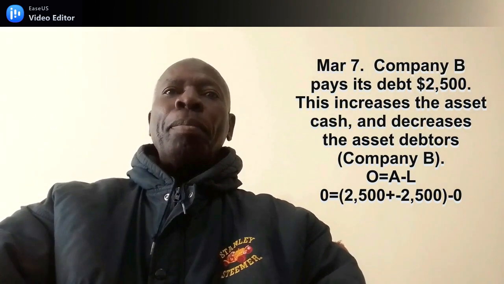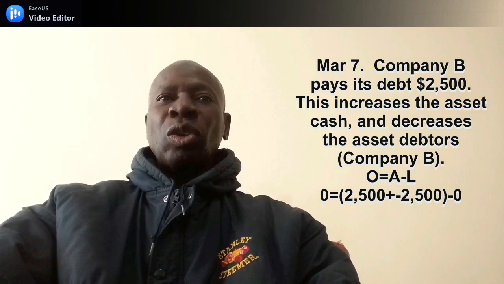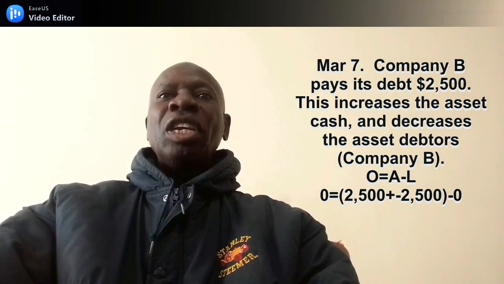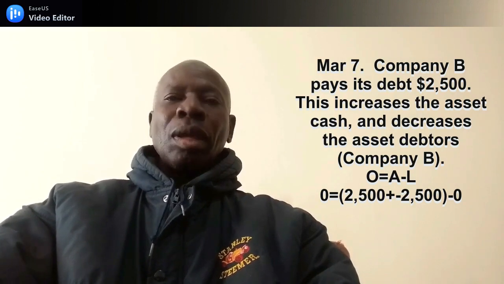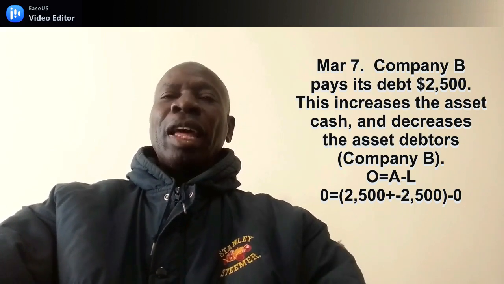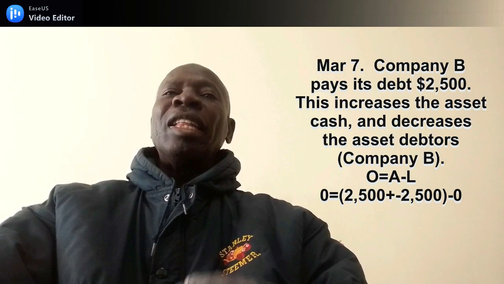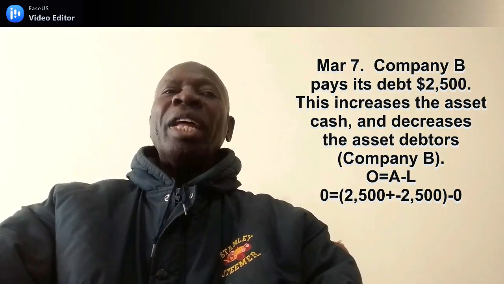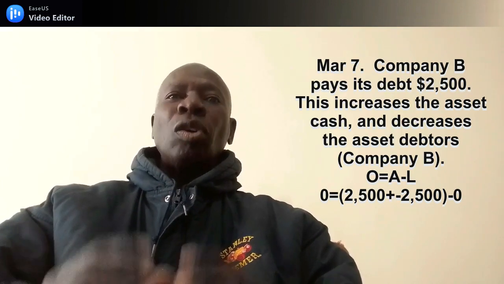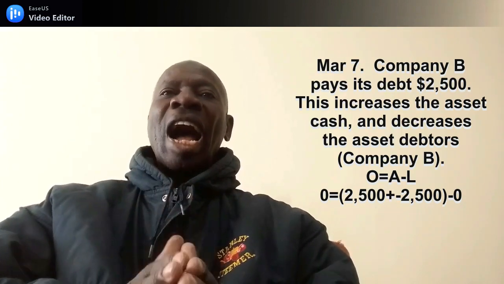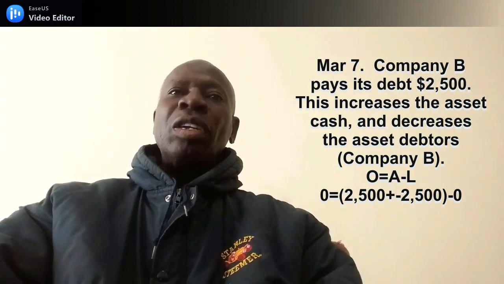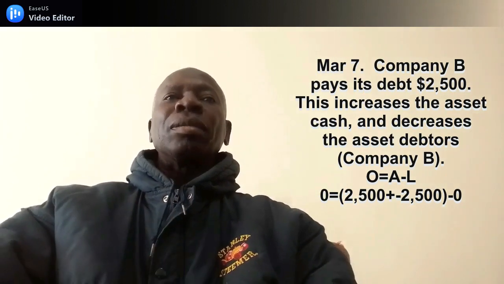Seventh, Company B pays its debt of 2,500 US dollars. This increases the asset cash and decreases the asset debtors. Company B is paying its debt. In other words, when he pays the debt, the amount increases by 2,500 in the bank account or in the cash account. But then there is a decrease in the asset debtors. So those two transactions are asset transactions. But one is increasing the asset cash, another one is decreasing the asset debtors.